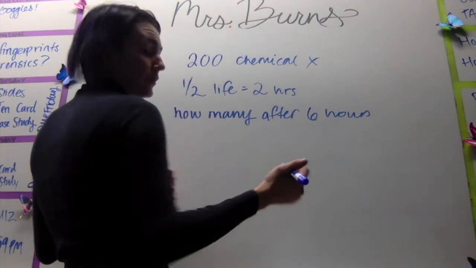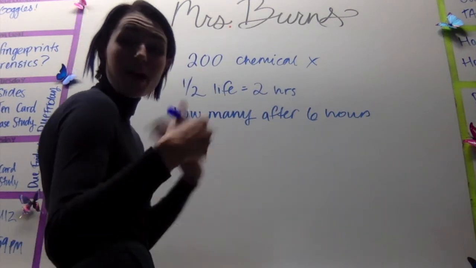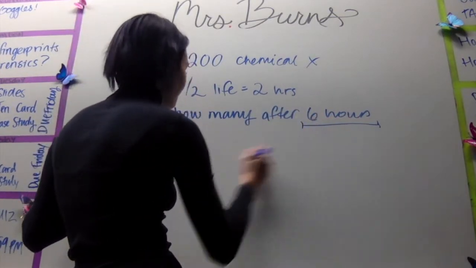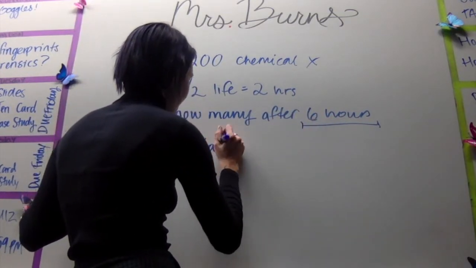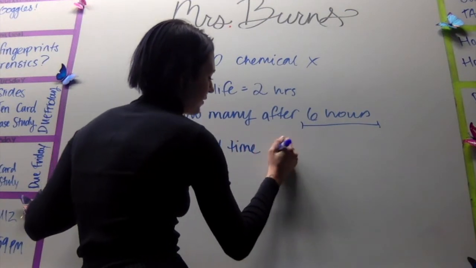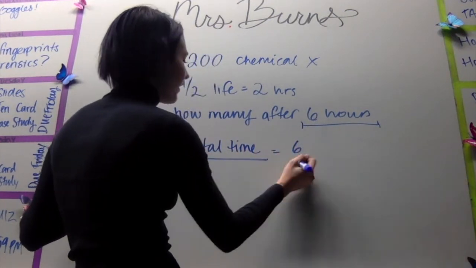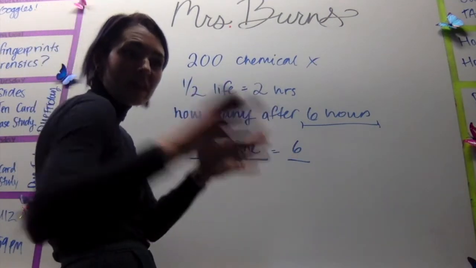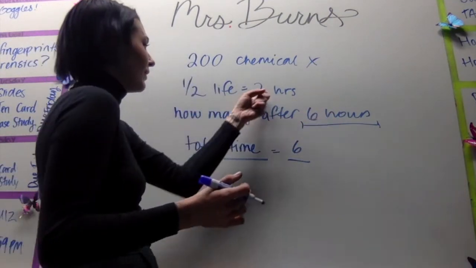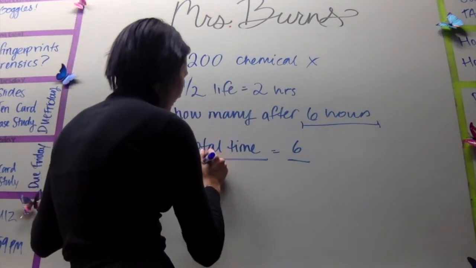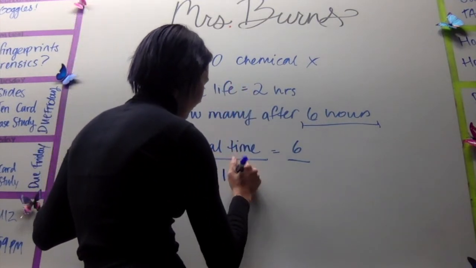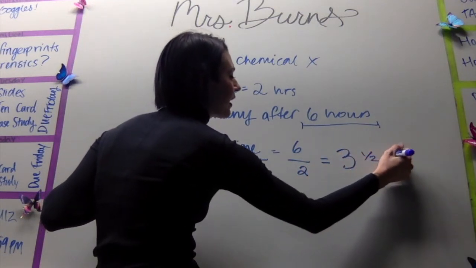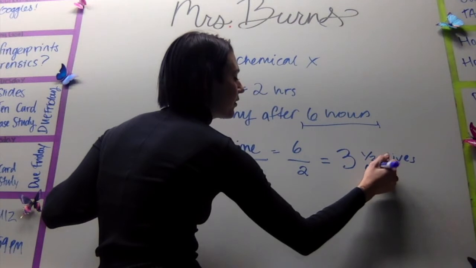So remember, the first thing that you want to do is to figure out how many half-lives have occurred. So that's where you take the total amount of time, in this case 6, and then you want to divide it by the length of a half-life, because you want to find how many parts of a whole occurred. So you're going to do our half-life, which is 2. So that tells us that 3 half-lives have occurred over 6 hours.